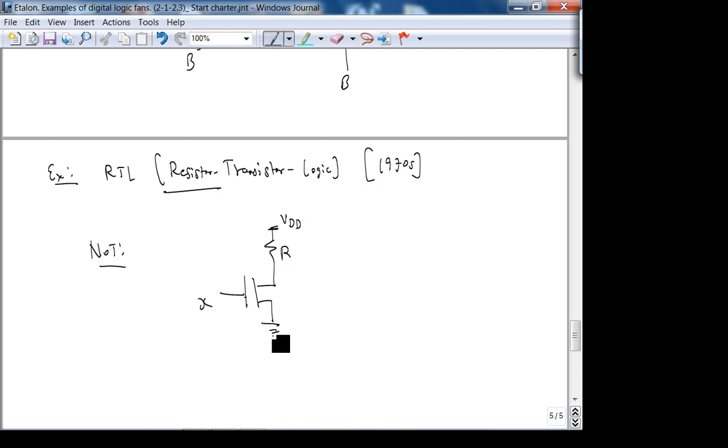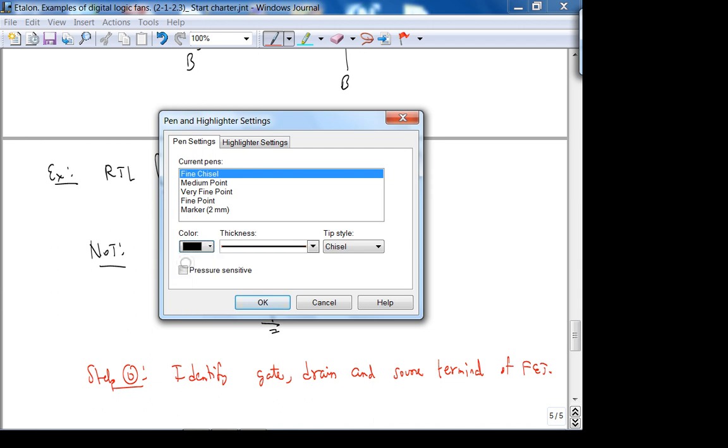I'm going to make this my X and make this my Y. You will always forget this. Don't forget this. Step one, let me put this in red, is identify. Step zero, very important: identify the gate, drain, and source terminals of the FET. Most important, people forget this, and I have no idea why.